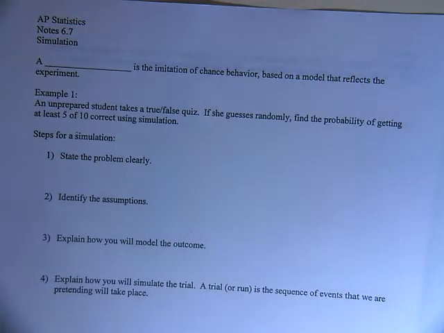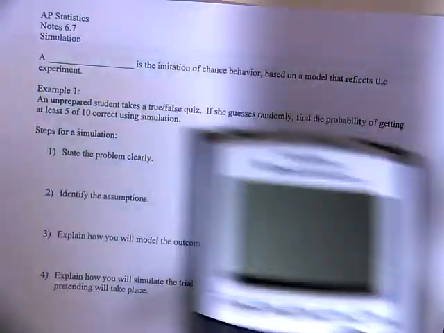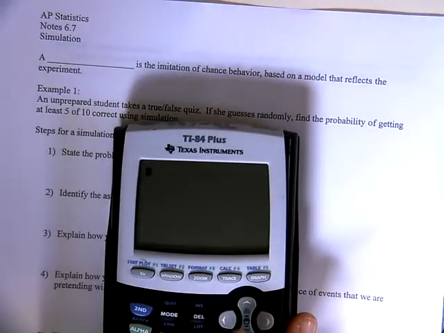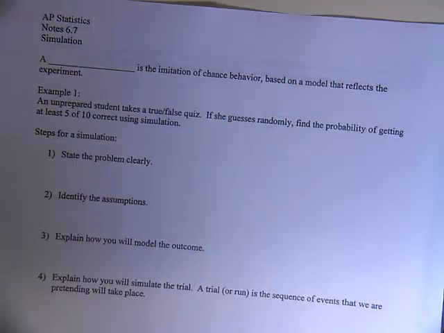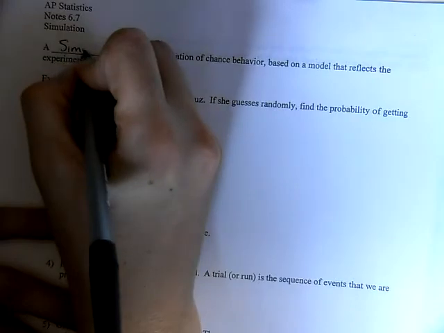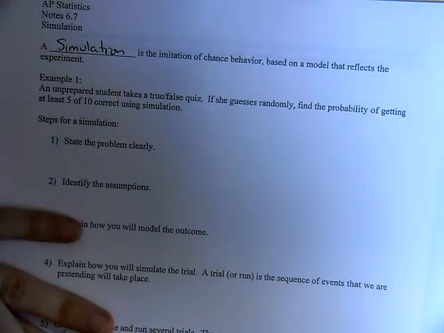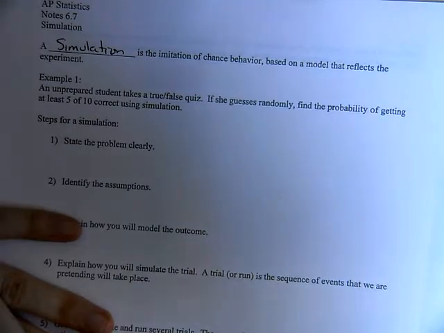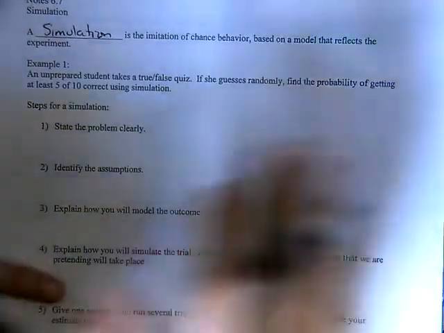Okay, the last section is simulation. A lot of times we're going to use the graphing calculator really to help our simulation today. So you can follow along with mine, just so you can kind of see how it's done. So a simulation is the imitation of chance behavior based on a model that reflects the experiment. So we're going to do two of them today.